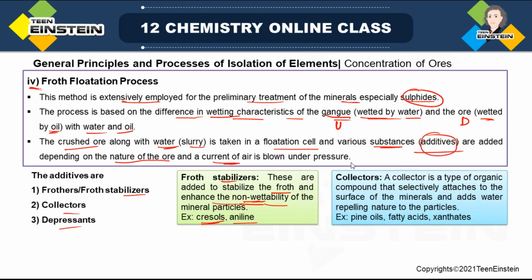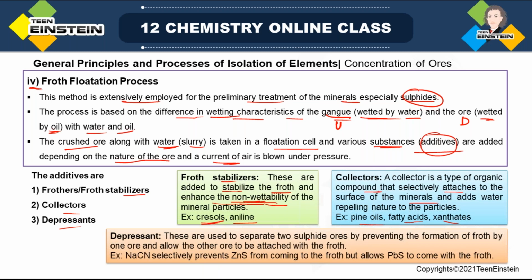Then what is a collector? Now, when we see the definition of a collector, you will find some similarity with froth stabilizers, but these two are not the same. A collector is a type of organic compound that selectively attaches to the surface of the mineral, or you can also say ore, and adds a water-repelling nature. This is almost the same thing we mentioned in the froth stabilizer, because here we are enhancing the non-wettability, that means we are enhancing the water-repelling nature, right? But there is some difference, because the froth stabilizer stabilizes the froth also, but the collector does not. These are the examples. And what is a depressant?